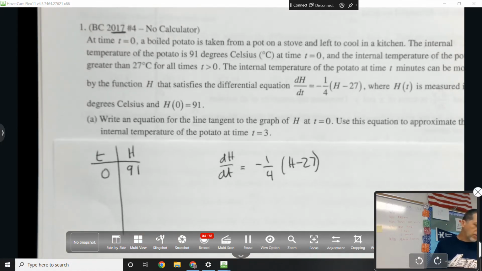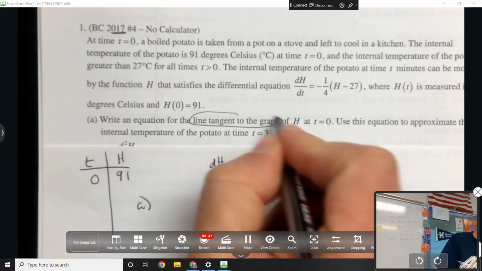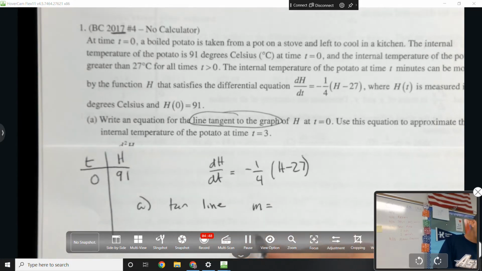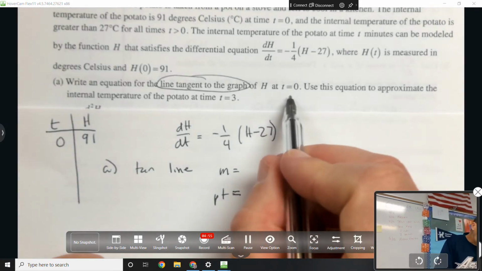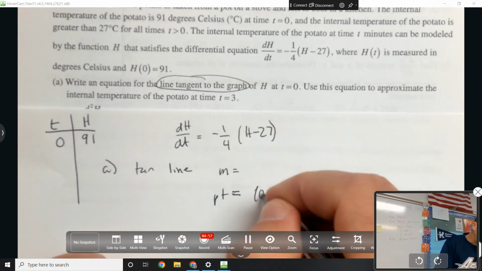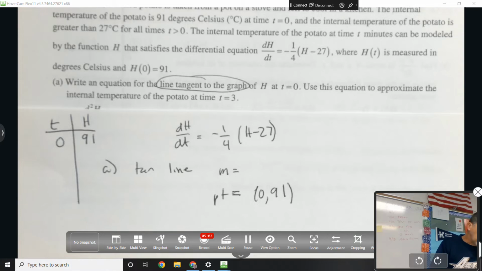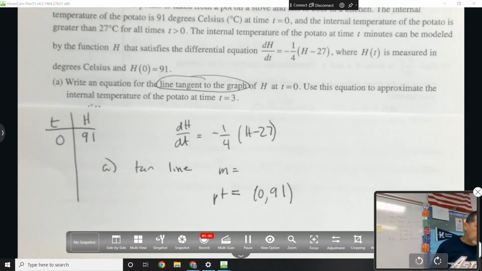Write an equation for the line tangent to the graph. Okay, so already I'm thinking tangent line means I need a slope and a point. At t equals 0. So my point will be (0, 91). Use this equation to approximate the internal temperature of the potato at time 3. Okay, so I need to do two things. Write the tangent line and then use the tangent line to approximate the temperature.